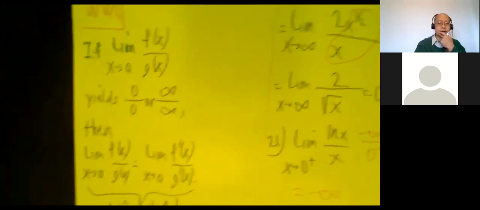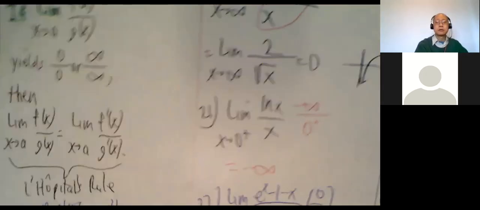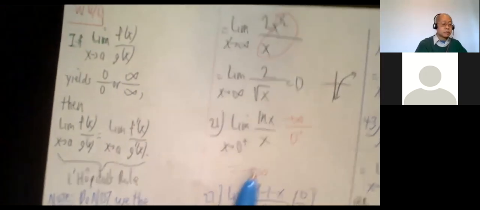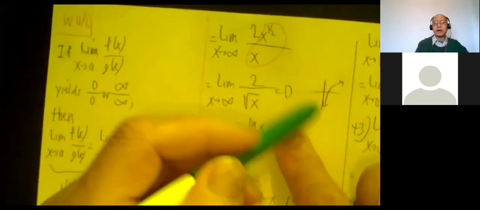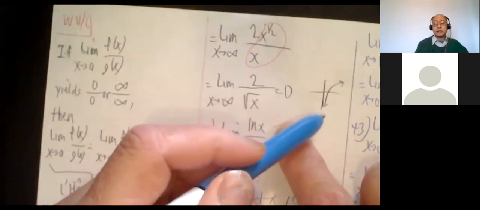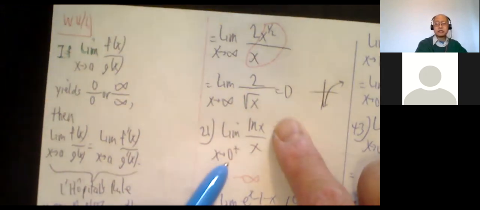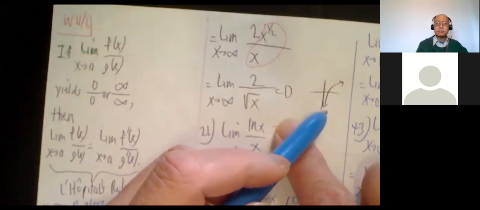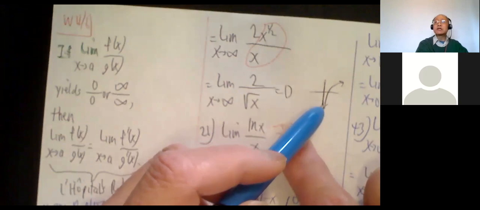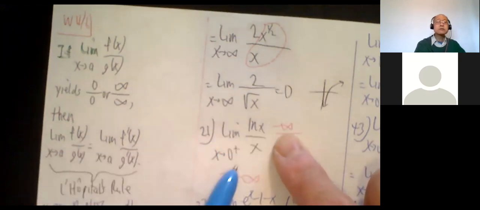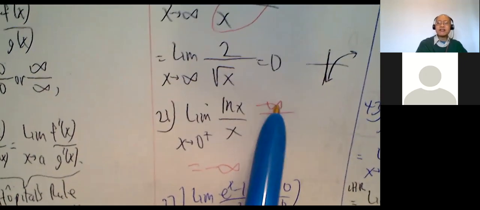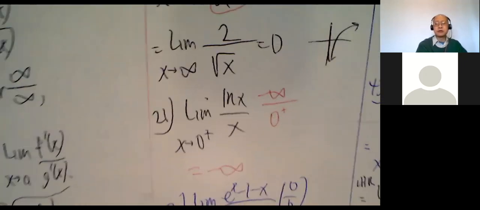Okay, 21 is a little bit of a trick question. Limit as x approaches 0 from the right of ln x over x. Now I drew myself a little picture here of natural log of x. When x approaches 0 from the right, ln x drops to negative infinity. Ln of a very small positive is a very big negative. And the denominator x approaches 0 from the right. So negative big divided by small positive.